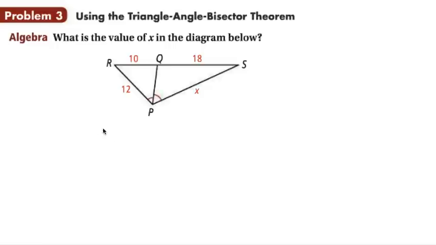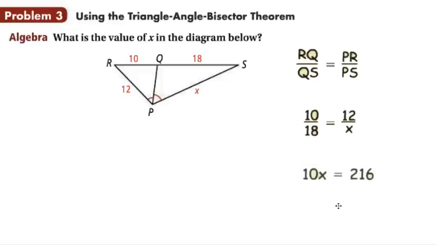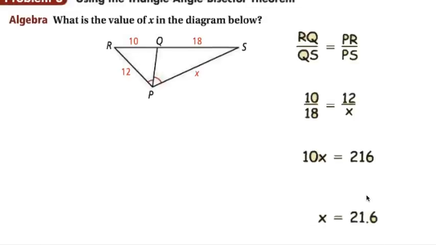So to set up that proportion, we could say that RQ is to QS as RP is to PS. And then substituting in the values that we know from the diagram, RQ is 10 and QS is 18. And then PR is 12, and PS is our unknown that we're looking for. And then we know how to solve proportions by cross multiplying, giving us a value of x equal to 21.6.